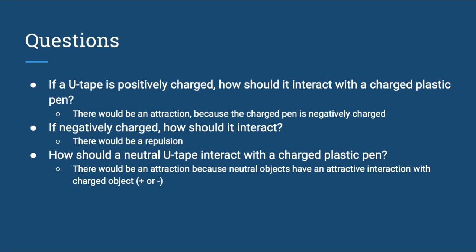So the question from the lab: if a U-tape is positively charged, how should it interact with the charged plastic pin? I said there would be an attraction, because if the pin is negatively charged and they did attract each other, my U-tape would be positively charged. And if it was negatively charged, how would they interact? There would be repulsion because like signs have a repulsive characteristic. And how should a neutral U-tape interact with the charged pin? There would be an attraction because neutral objects have an attractive interaction with any charged object, positive or negative.